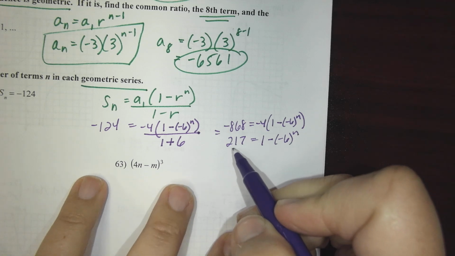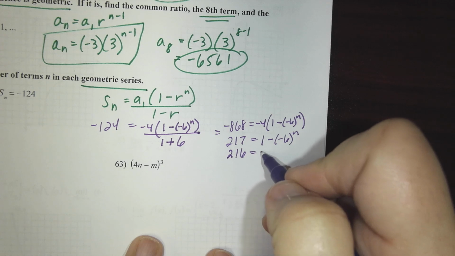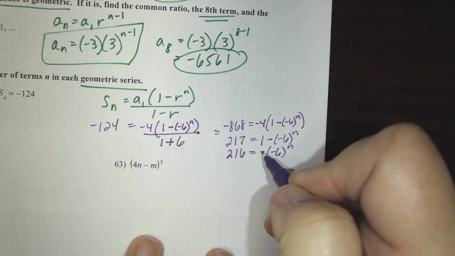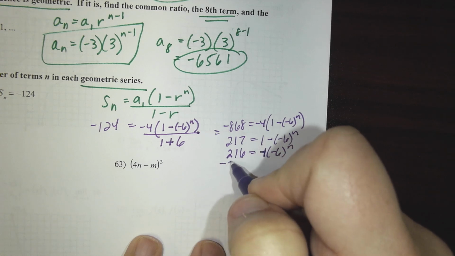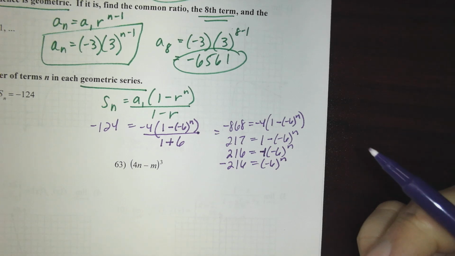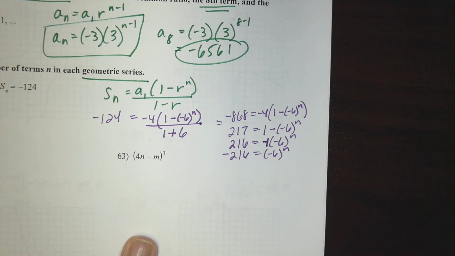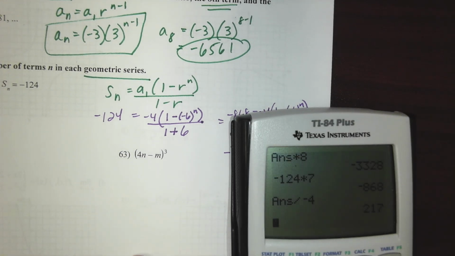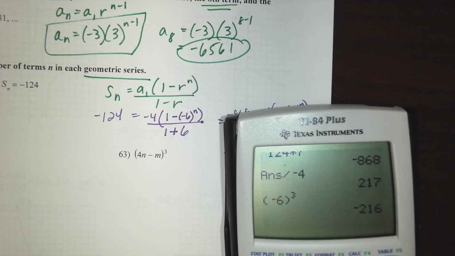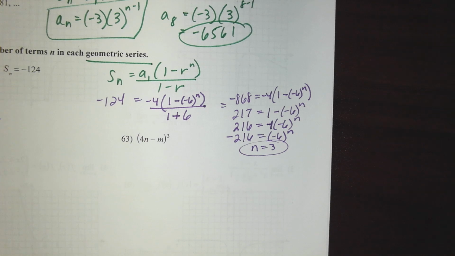Now I'm going to subtract that 1 over, and that's going to be 216 equals negative -6 to the n, and that's really a -1, so I'm going to divide that over to be -216 equals -6 to the n. And now I can finally think of what -6 to what power gives me -216. You can figure it out with logs or anything, but honestly, if you just plug in a few numbers, it comes right away. The cube is -216, so n must have been 3 terms.